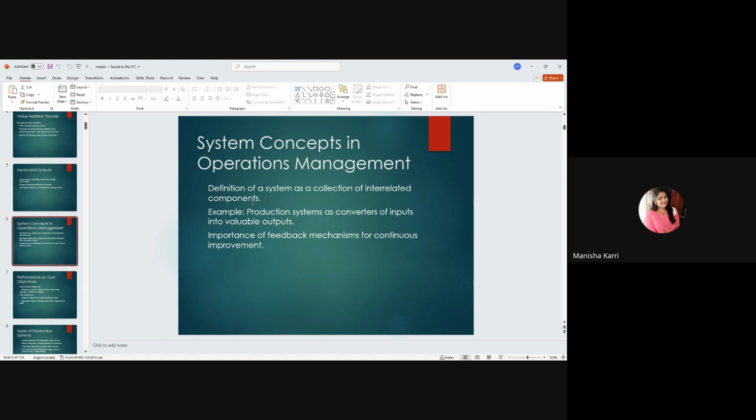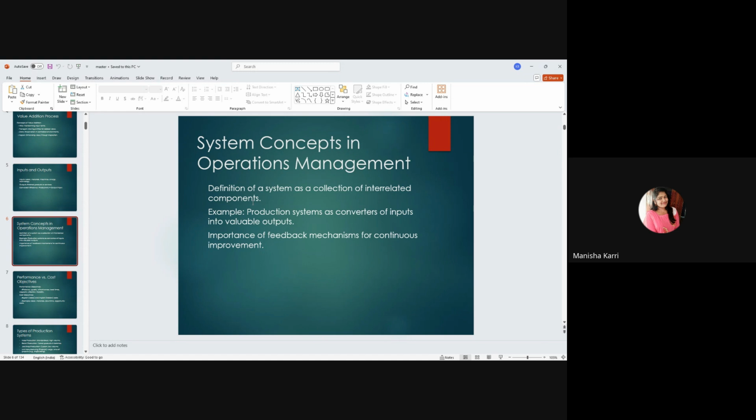Take a production line feedback example. If a bakery notices through feedback like customer reviews or quality checks that their bread is not rising well, they can adjust their oven temperature or ingredient mix. This continuous loop of producing happens because of receiving the feedback, right? And improving ensures the bakery's output automatically meets the customer expectations.